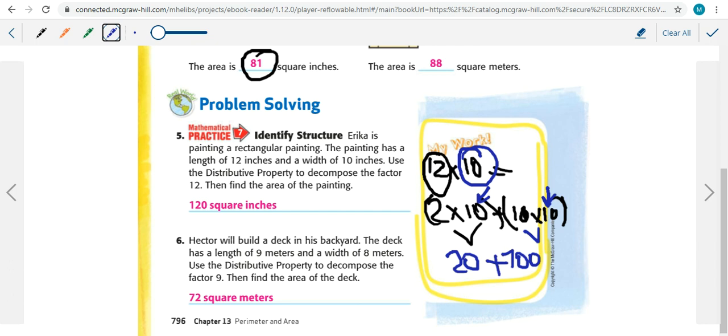Now, number 6. Hector will build a deck in his backyard. The deck has a length of 9 meters and a width of 8 meters. Use the distributive property to decompose the factor 9. Then find the area of the deck. So the answer will be 72 square meters.